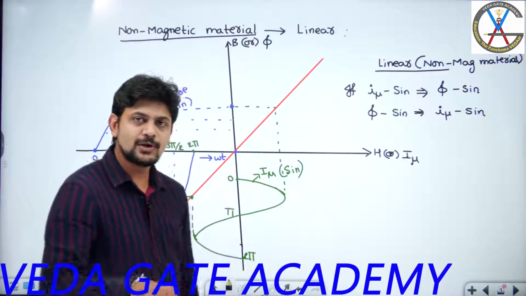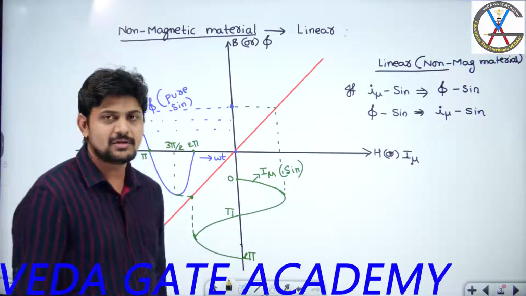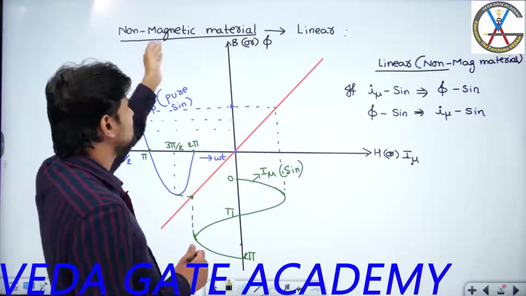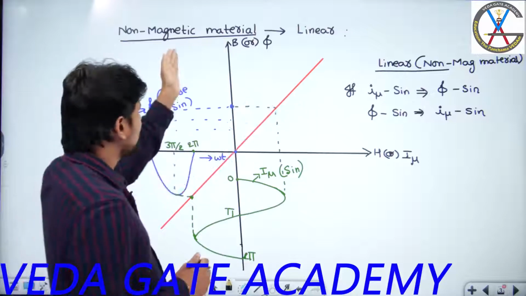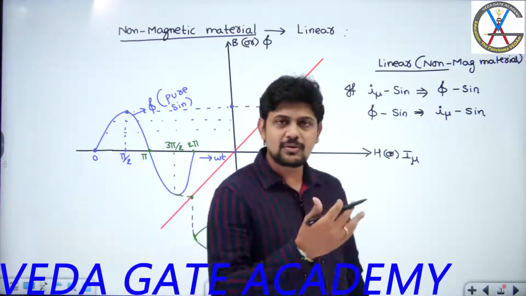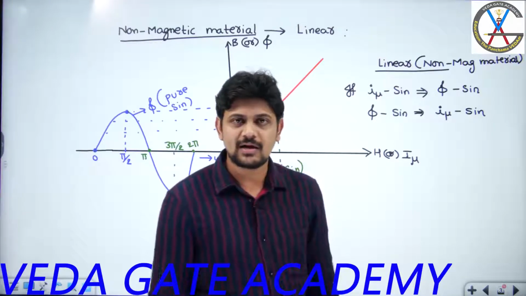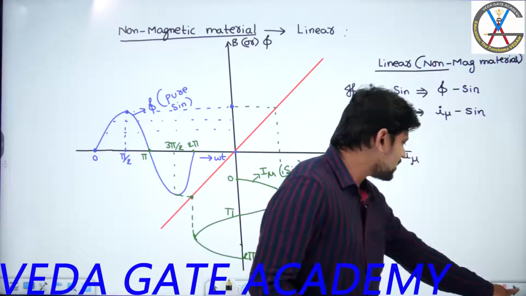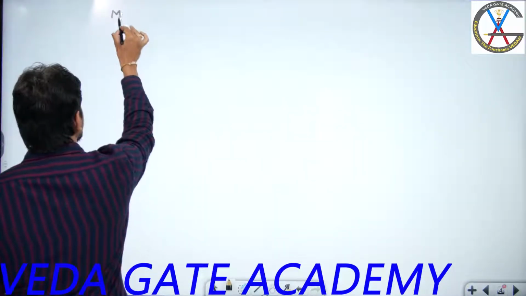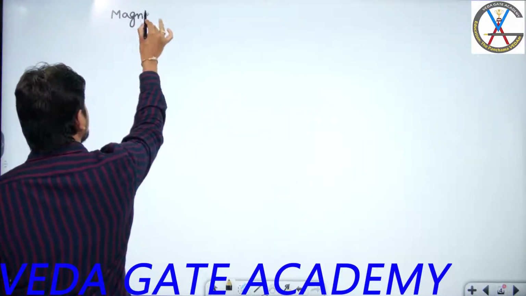Now suppose you consider a non-linear machine, that means I am designing my transformer with an iron material, which is a magnetic material. With a magnetic material, the machine or transformer becomes non-linear. Let us try to understand what shape of magnetizing current is required.